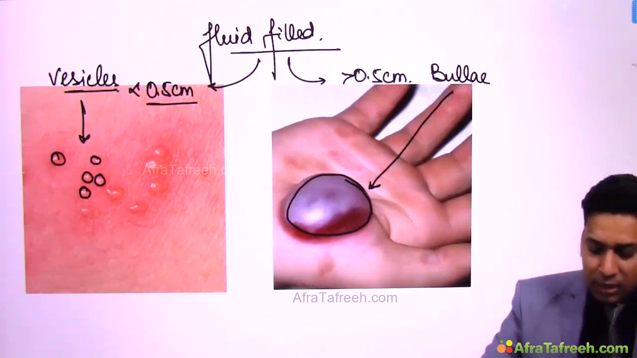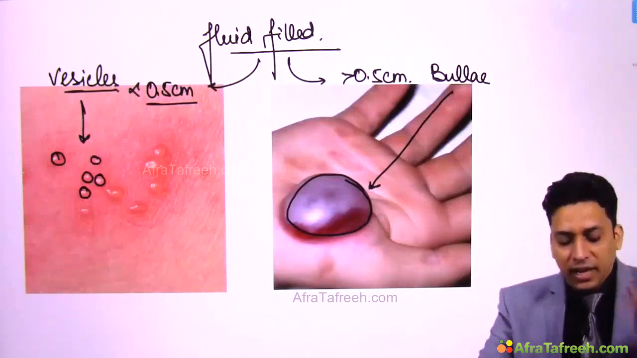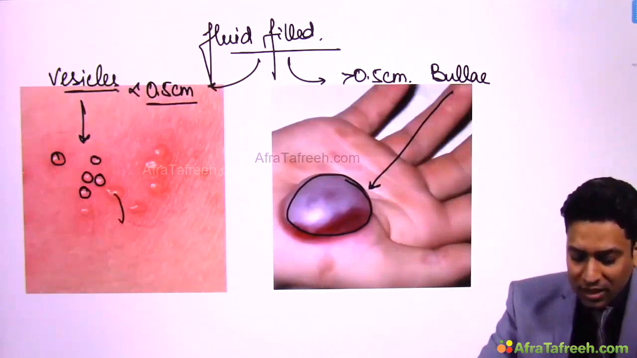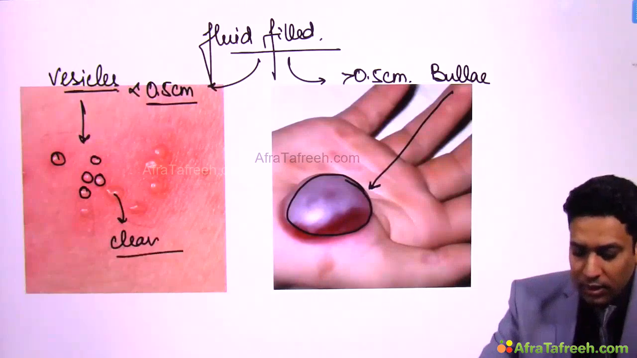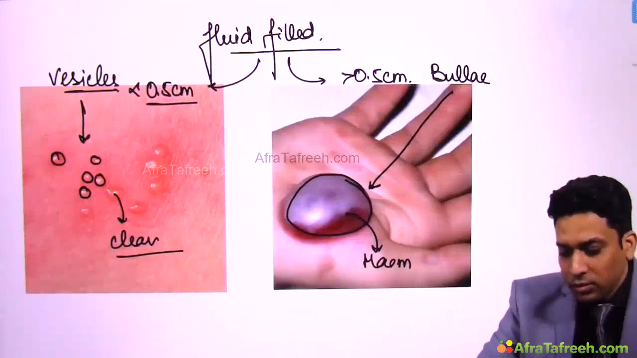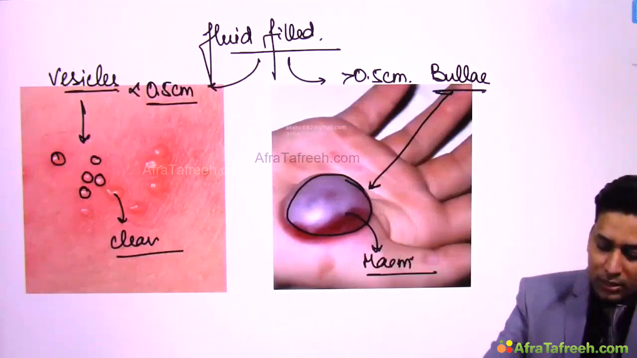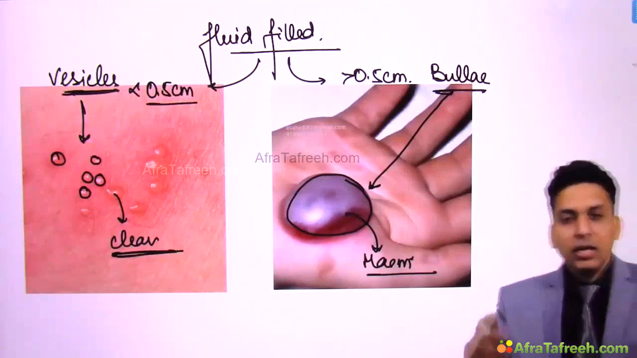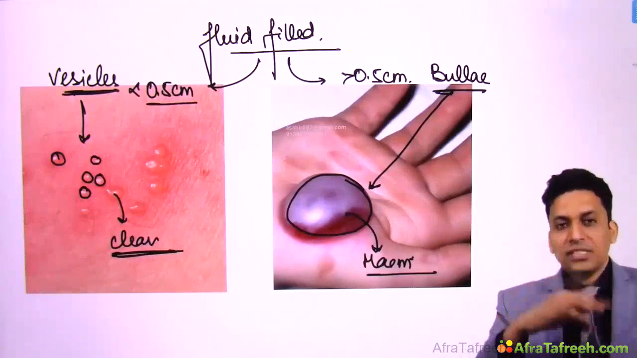Here you can just by looking at the lesion, identify that here the fluid is clear fluid, while here the fluid is having a little bit of blood, it is hemorrhagic fluid. So this is hemorrhagic fluid filled bulla and this is clear fluid filled vesicles. Okay, so the primary skin lesions here are vesicles and bulla.